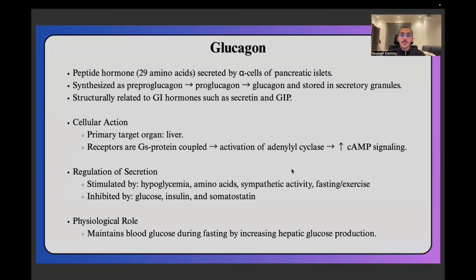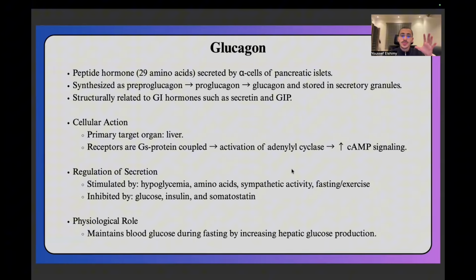So we're done with insulin. Moving on to the opposite side, glucagon. It's also a peptide hormone, but it's made up of 29 amino acids, and this hormone is secreted by alpha cells in the pancreatic islets of Langerhans. So how is it synthesized? It's synthesized from pre-pro glucagon, then it goes to pro-glucagon, then it goes to glucagon, and this glucagon is then stored in secretory granules.